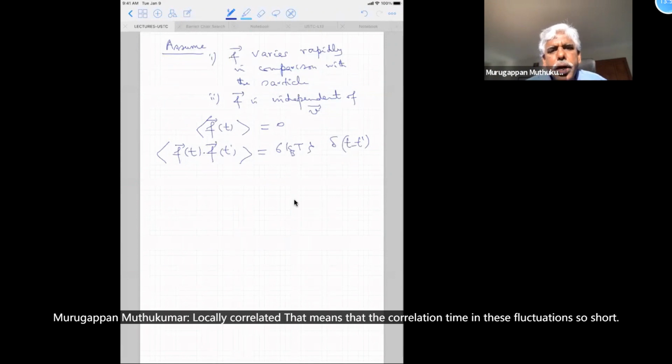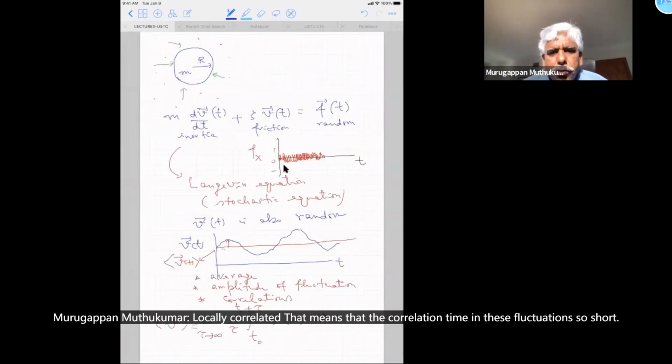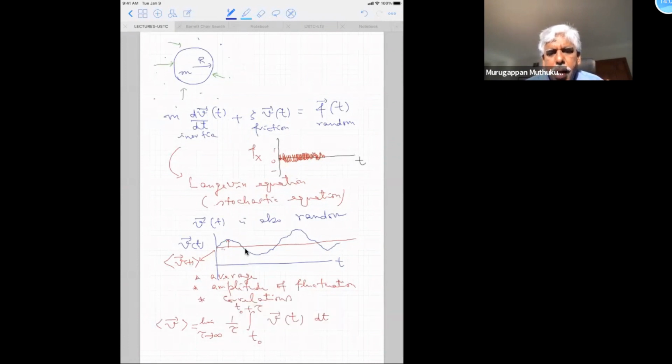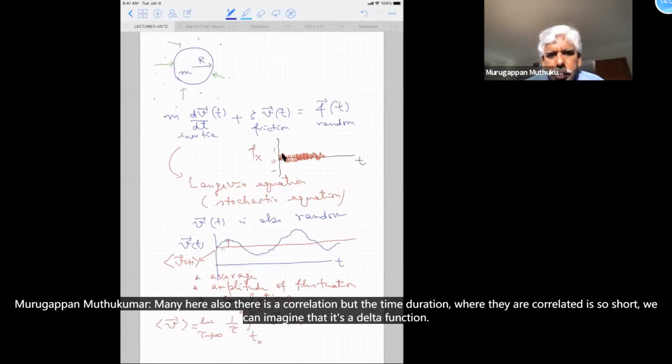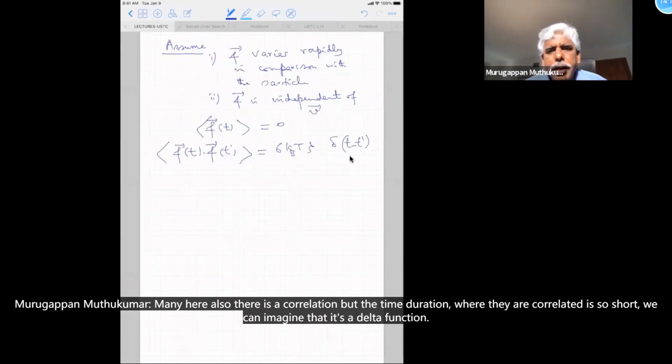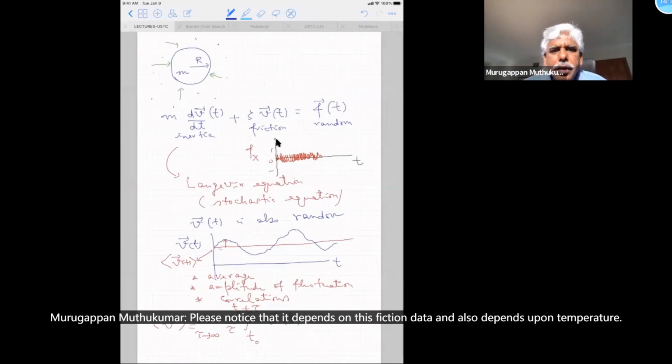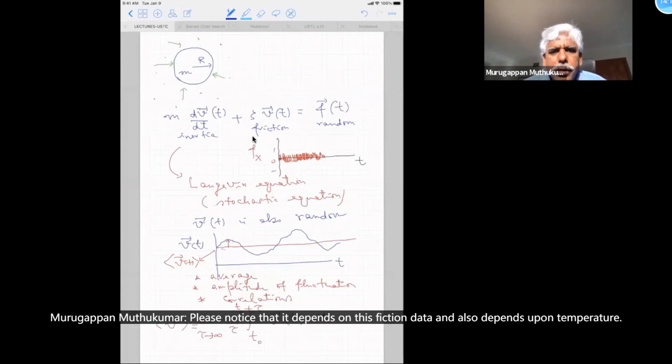That means the correlation time in these fluctuations, that is the force and force correlation, the time over which they are correlated, like here for velocity correlation, is so short. There is a correlation, but the time duration where they are correlated is so short we can imagine that it's a delta function. Please notice that it depends on this friction term, zeta, and also upon temperature.